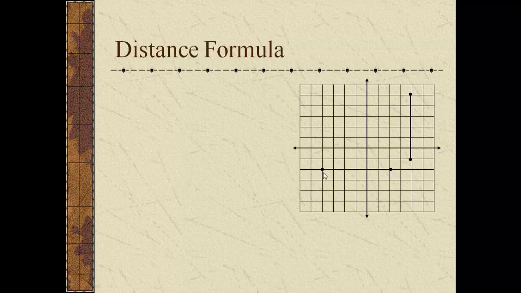So our horizontal line has 1, 2, 3, 4, 5, 6 spaces. So the length of this segment is 6. Our vertical line has 1, 2, 3, 4, 5, 6 spaces. So this length is also 6.